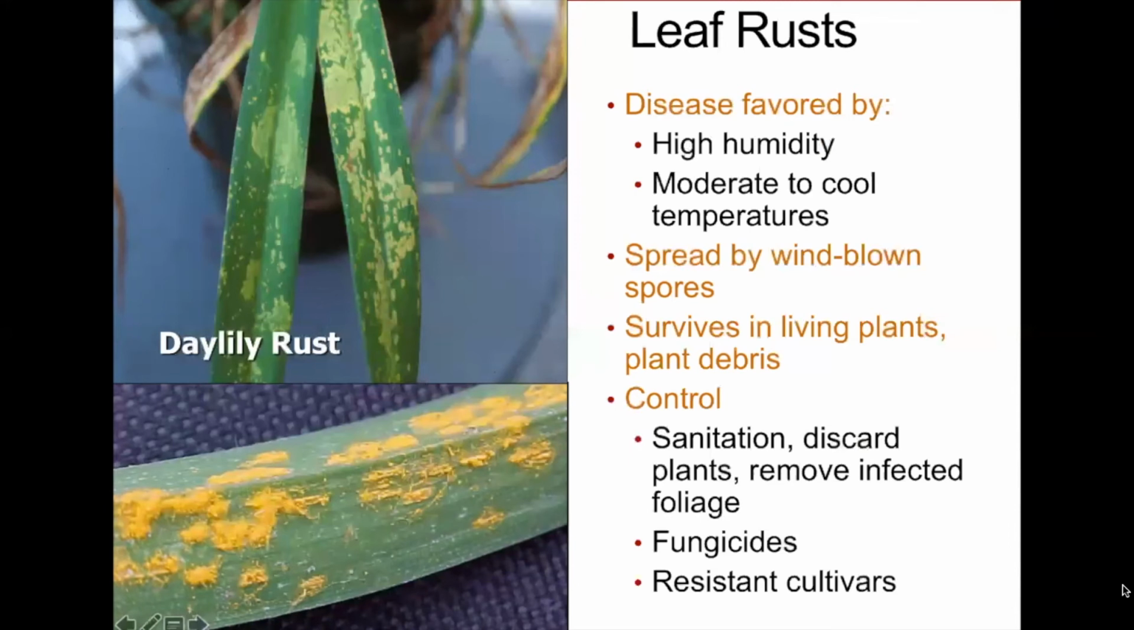It also survives in living plants and plant debris. So that's another one: we've got to remove that plant debris and dispose of it. Control is with sanitation, discarding plants and removing infected foliage, fungicides, and then planting resistant cultivars.